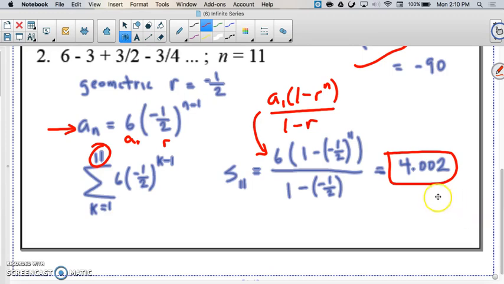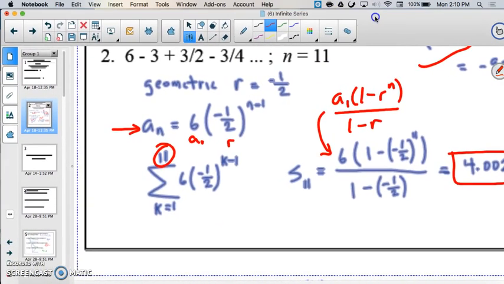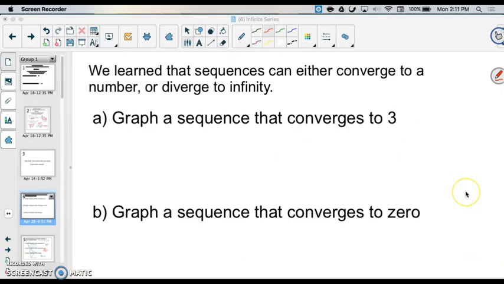1 second. All right, I fixed the screen.